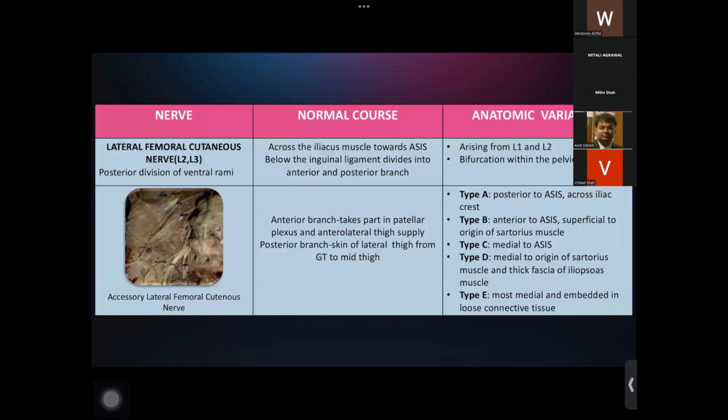Like type A, it can run, instead of across iliacus muscle, it can run posterior to ASIS. It can run anterior to ASIS, but even superficial to the sartorius muscle. In type C, it can go medial to ASIS. In type D, it can go medial to sartorius. In type E, it can be embedded in the loose connective tissue.